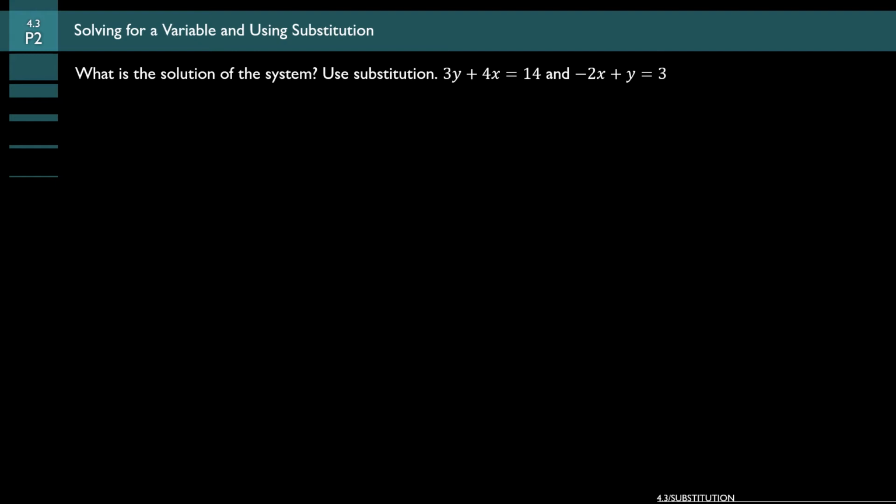So again, look at your four variables and look at the coefficients that are attached to those variables. If we have any coefficients that are 1, that's the variable that we want to isolate. So we've got 3y, 4x, negative 2x, and 1y. So that 1y is the one that we want to isolate. So when we isolate that y, we end up with y equals 2x plus 3.